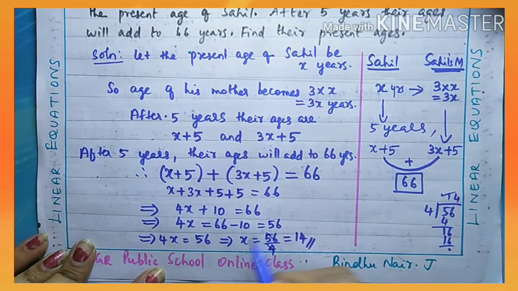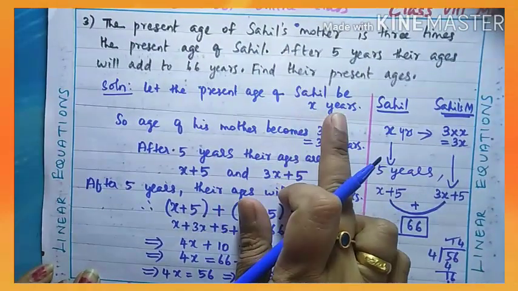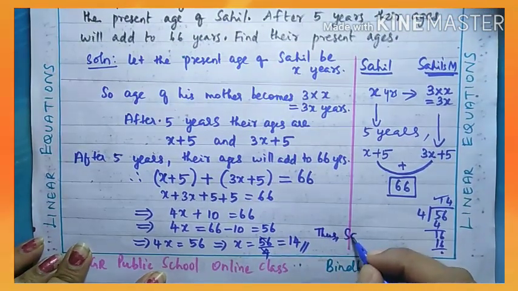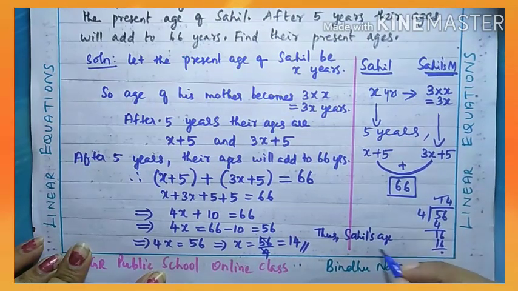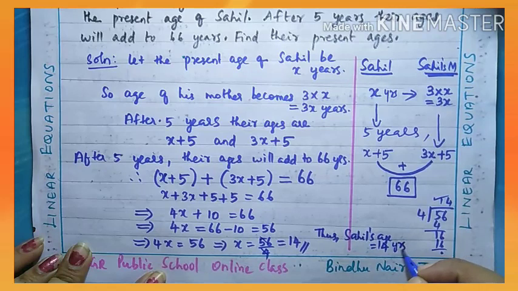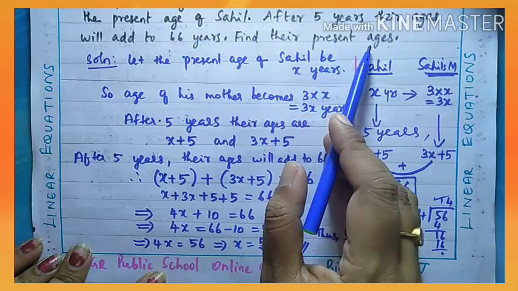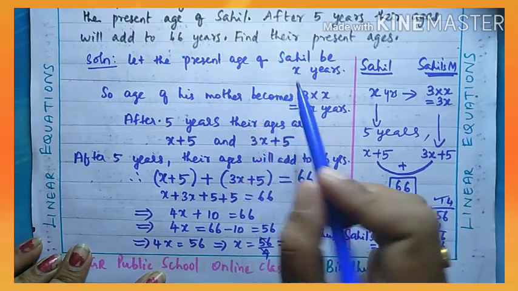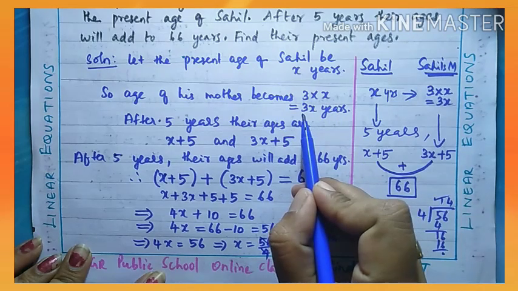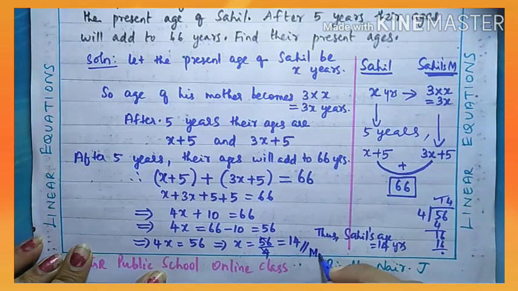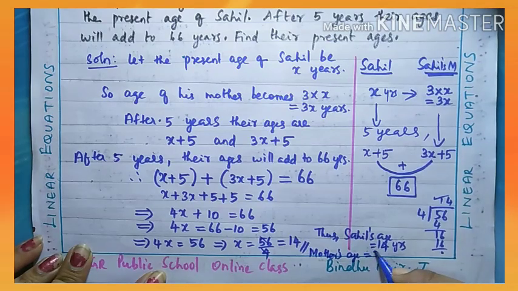Now what is x? What is x we have taken? The age of Sahil. So thus, what is the conclusion? Thus, Sahil's age equal to 14 years. And we want to find mother's age also, find their present ages. How to find out mother's age? What we have taken? 3x. So 3 times of Sahil's age is mother's age. And we want to write mother's age equal to 3 times of Sahil. So 3 into 14. What is 3 into 14?